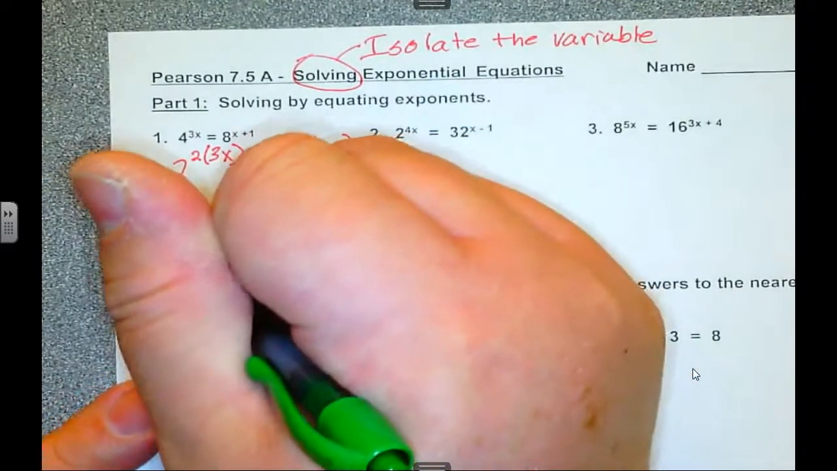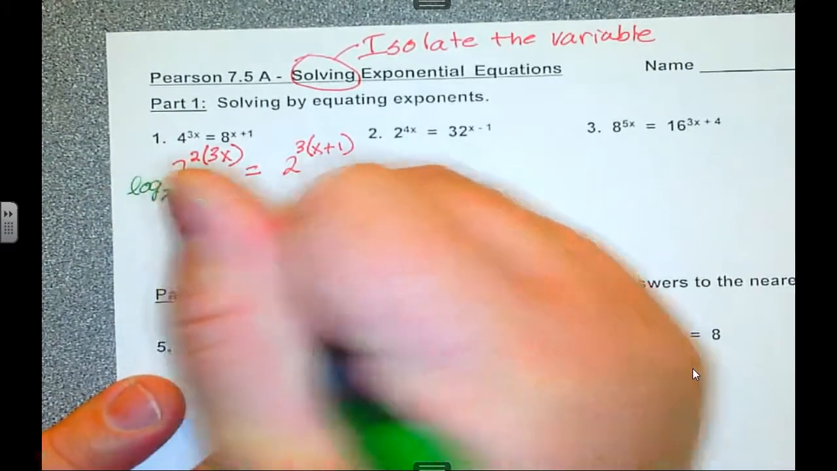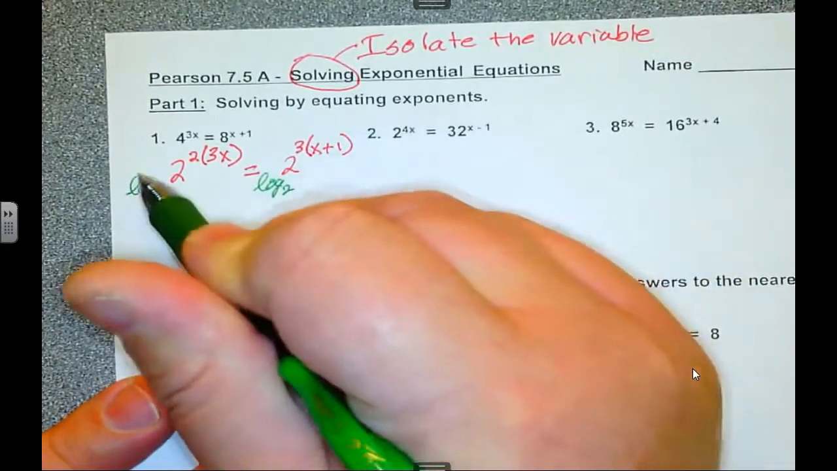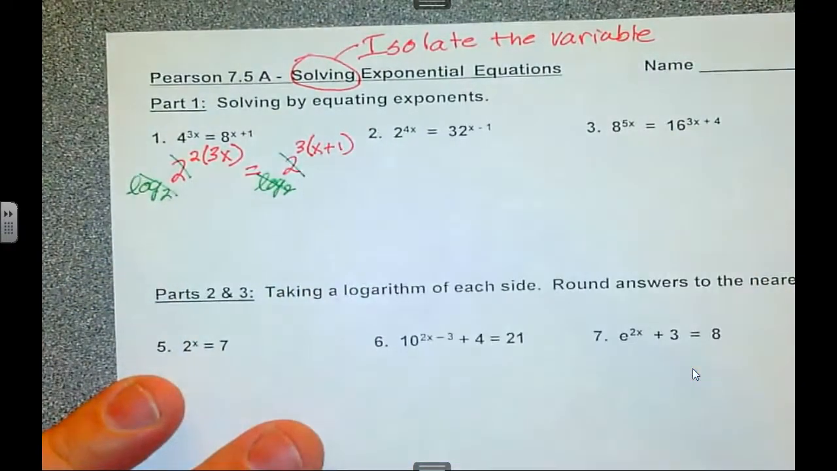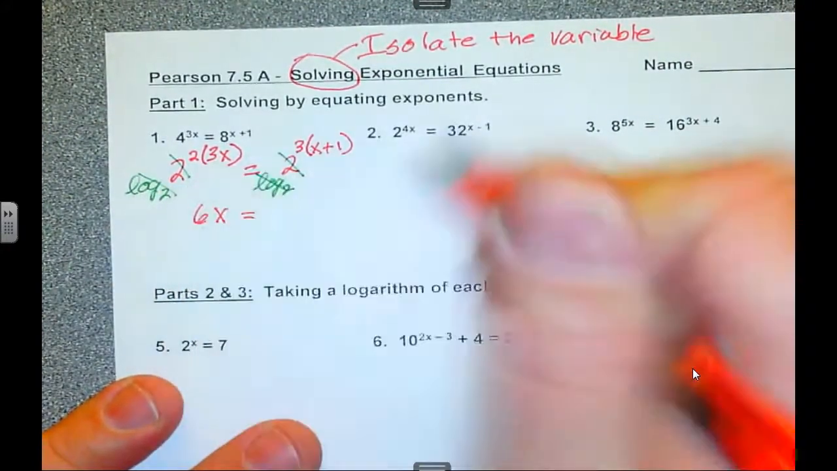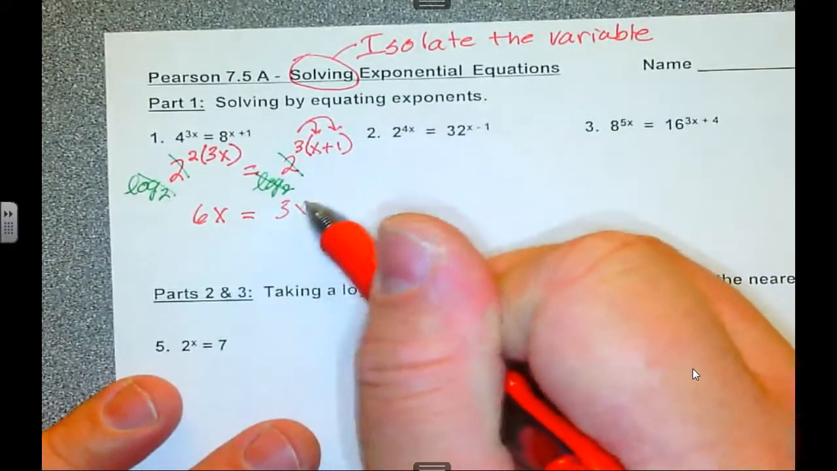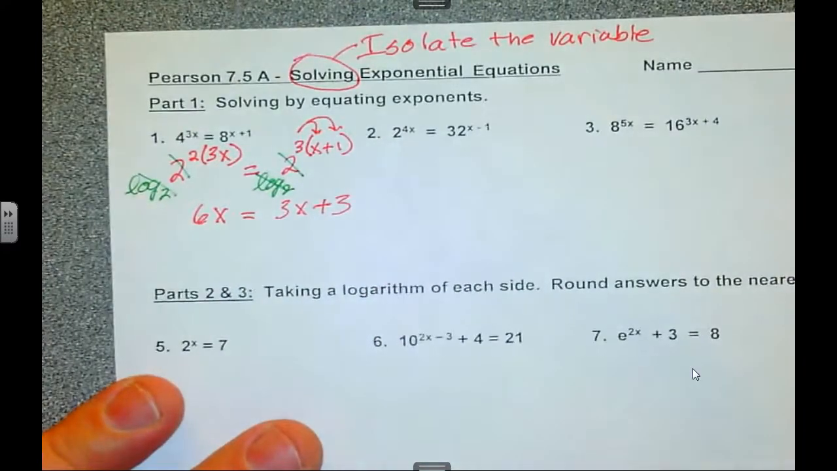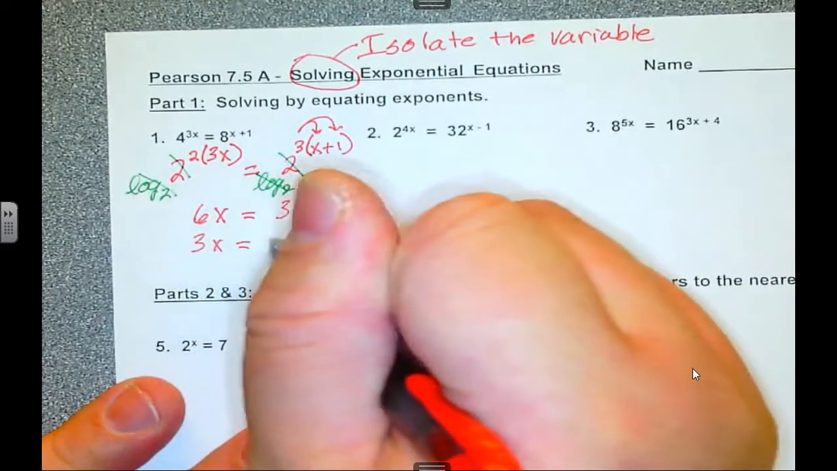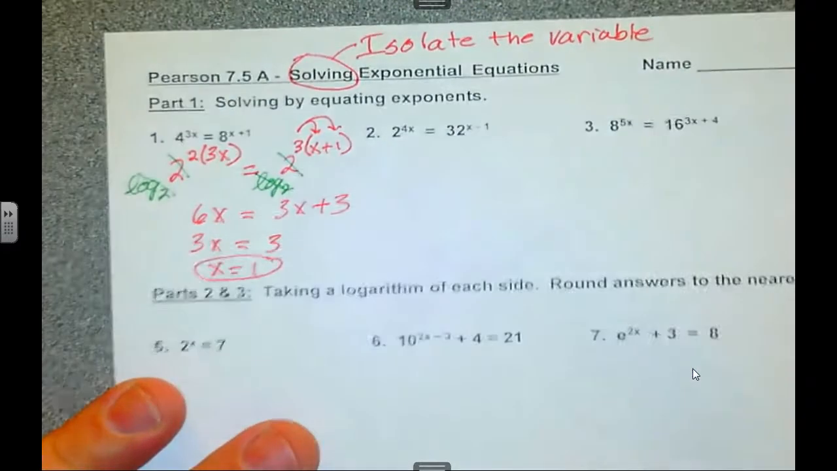The inverse property, where it says if I take the log base 2 of each side, they cancel out. Right? Okay, so I get 2 times 3 is 6x equals, please don't forget to distribute, 3x plus 3. Subtract 3x from both sides, I get 3x equals 3, divide by 3, I get x equals 1.